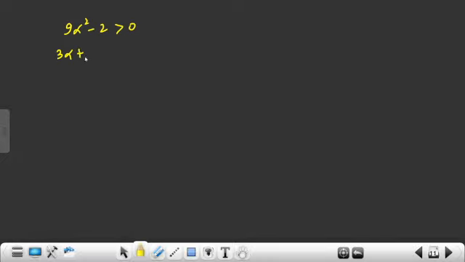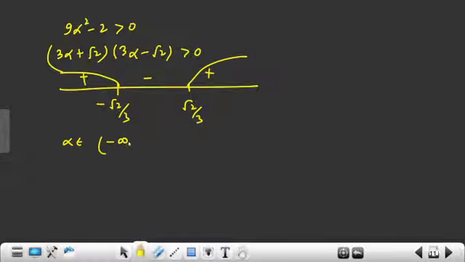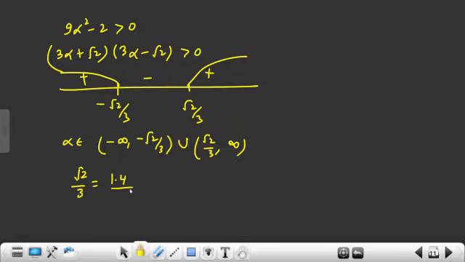I can write 3 alpha plus root 2 and 3 alpha minus root 2. So what is the alpha value? Minus root 2 by 3 and plus root 2 by 3. Positive I need, so this is the solution I have. So alpha will belong to minus infinity to minus root 2 by 3, union root 2 by 3 to infinity. Now what is root 2 by 3? Let's calculate. Root 2 is 1.4 approximately, divided by 3, this is 0.4 something, approximately 0.4142, whatever you want.